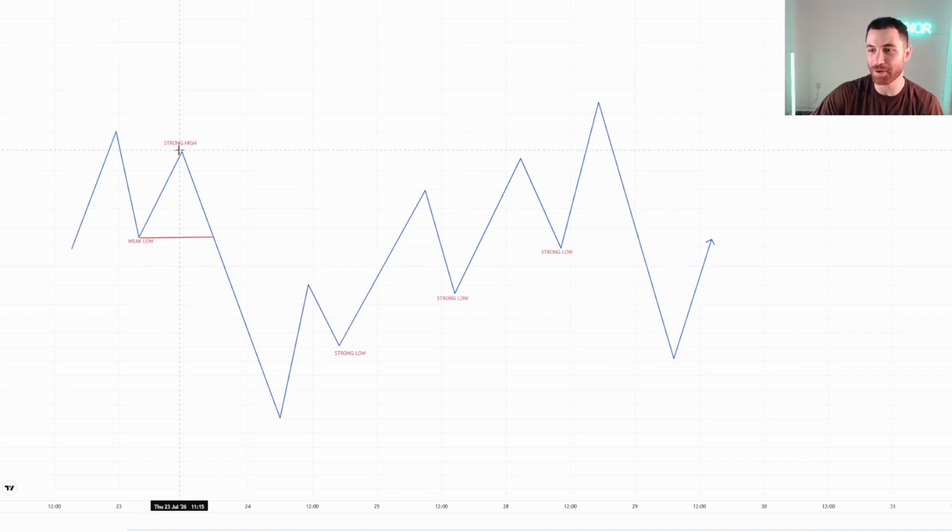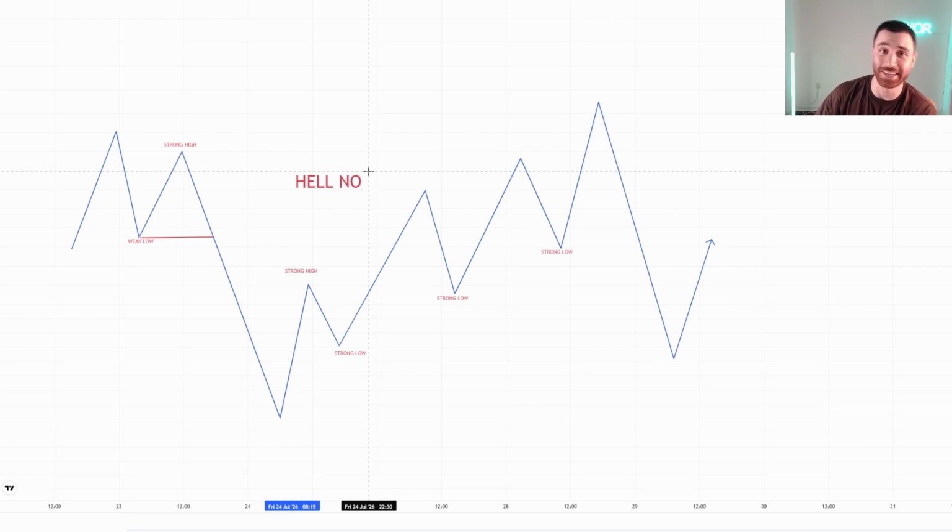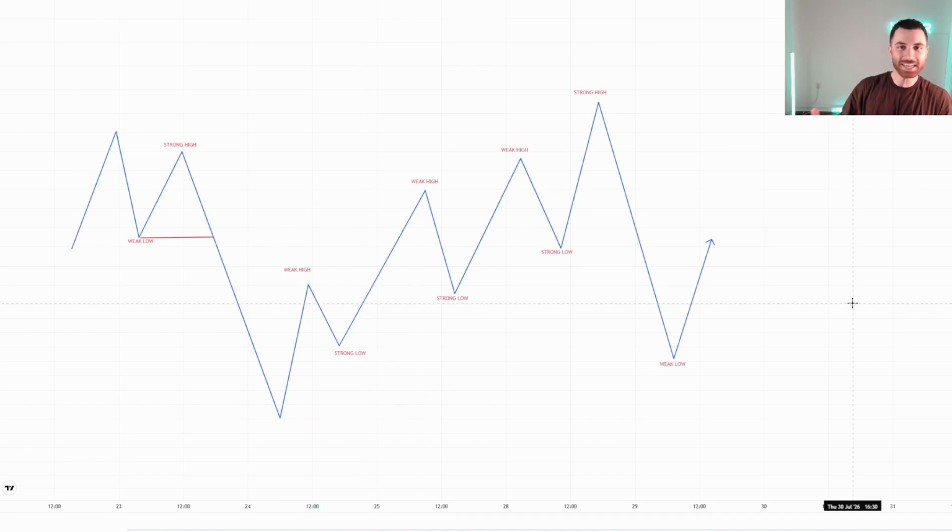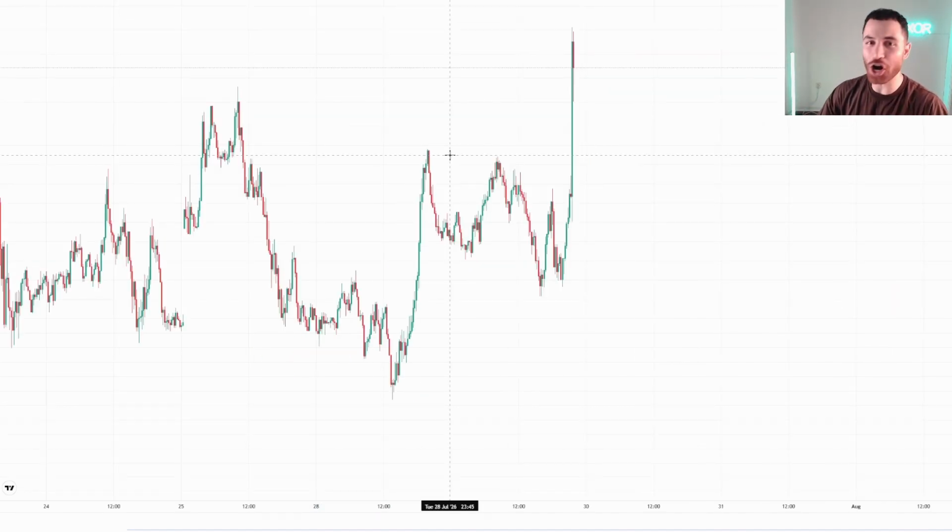This is a powerful high because it takes out this low. What about this high? Is this a powerful high? Hell no again. This is not a powerful high simply because it didn't take out this low. See, it's as easy as that. Now we're in the chart, in the big league.